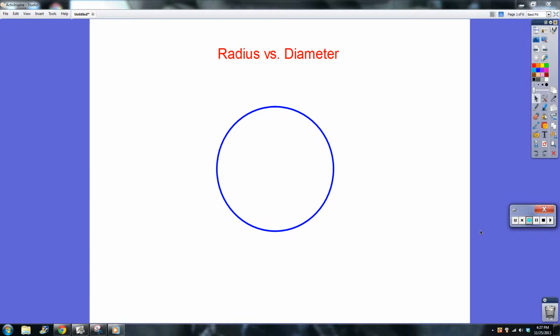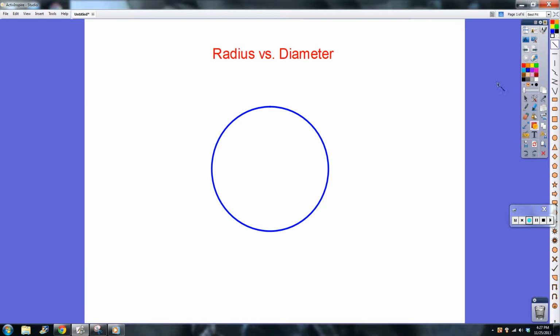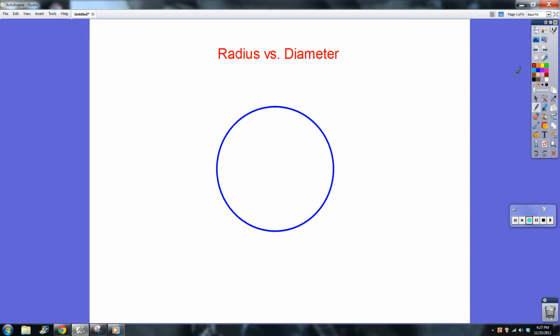Today's topic will be circles. In your notes, please draw a circle like I have here. Once you have that circle drawn, I would like you to put a point at the center of the circle. We'll call this circle C. Notice the center of my circle has a point. You can put any letter there you want. I just chose C.